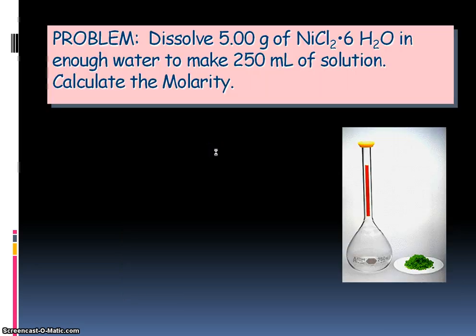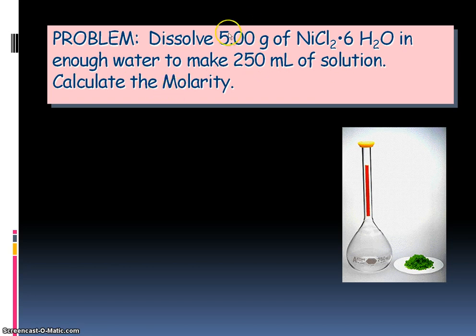So let's figure out the molarity for a substance. Here we have 5 grams of nickel(II) chloride hexahydrate. Remember the hydrates and the formulas and how to name them? It's dissolved in enough water to make 250 milliliters of solution, and we need to calculate the molarity.